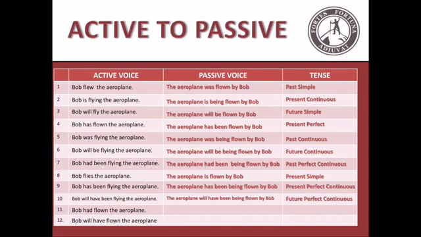Number 11, Bob had flown the aeroplane. The aeroplane had been flown by Bob, which is past perfect. And finally, Bob will have flown the aeroplane. The aeroplane will have been flown by Bob, which is future perfect.